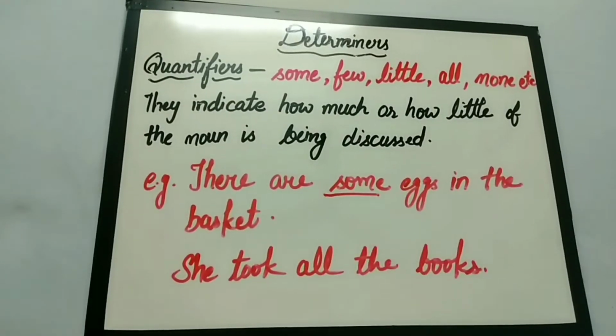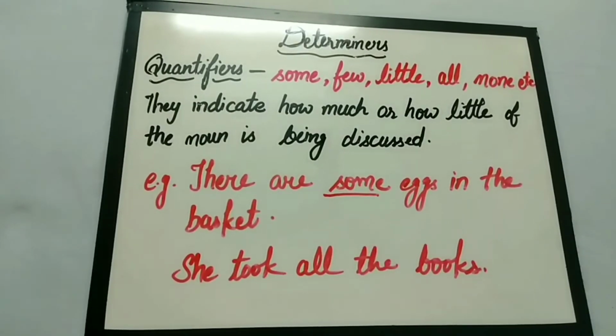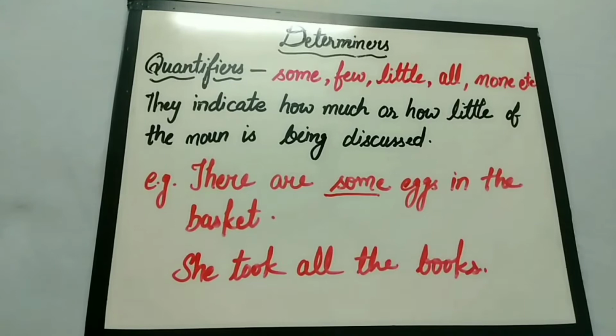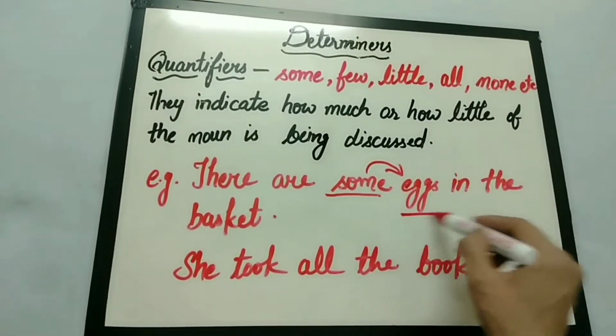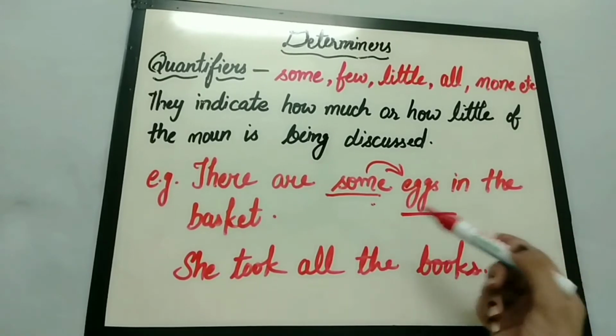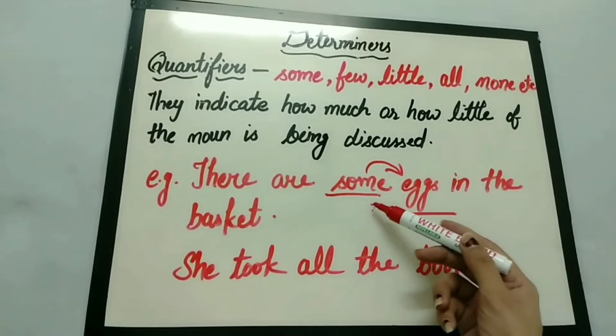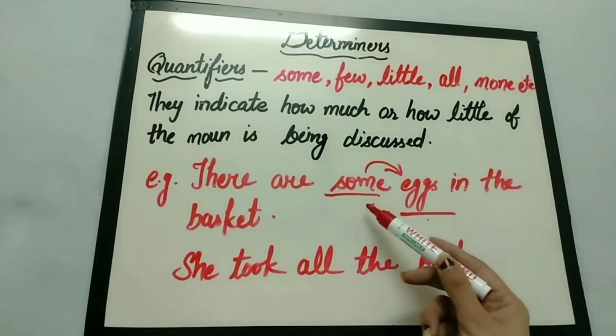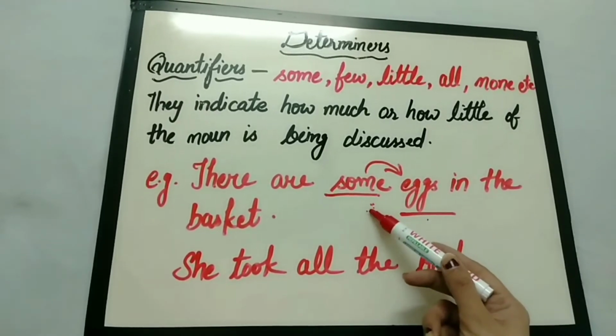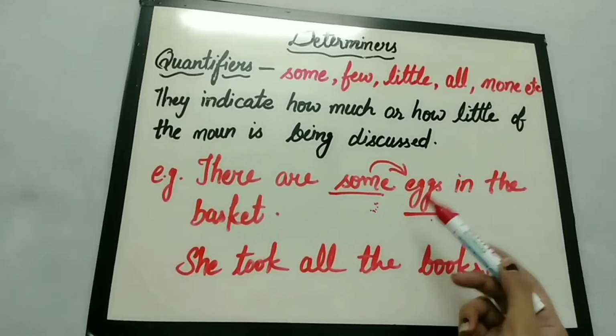So here are some examples. In the first example, there are some eggs in the basket. The word some is pointing to the noun eggs. This is the determiner, and this determiner is a quantifier as it is indicating the quantity of the eggs without telling the exact amount of the eggs.